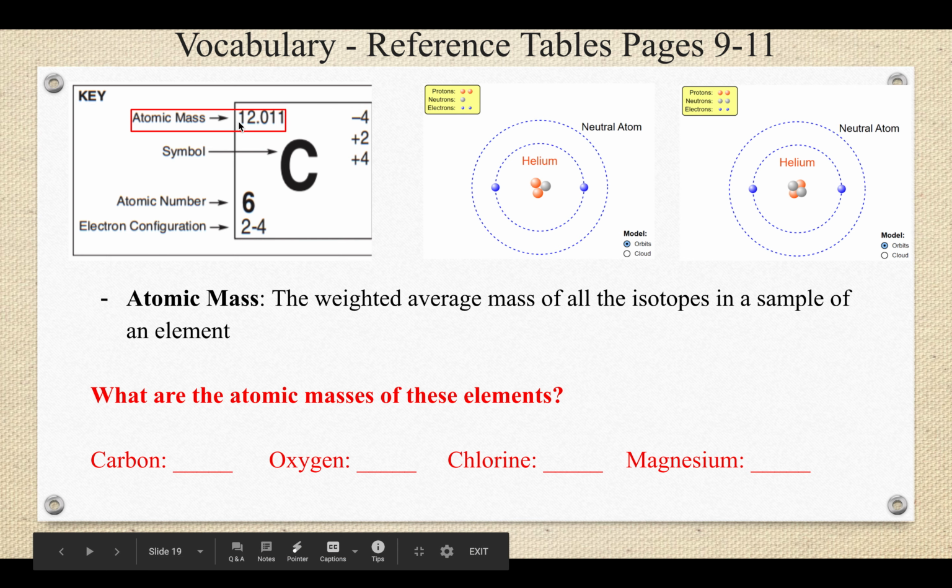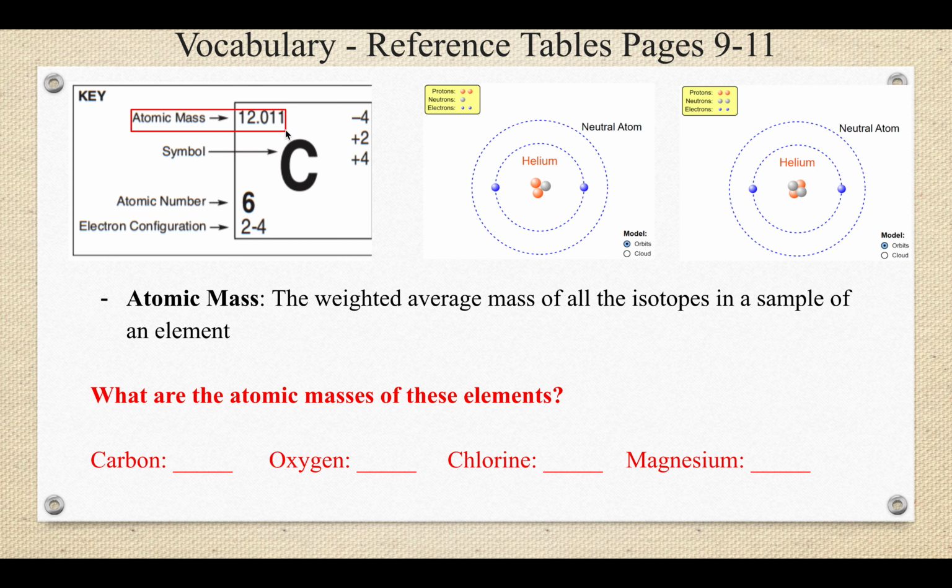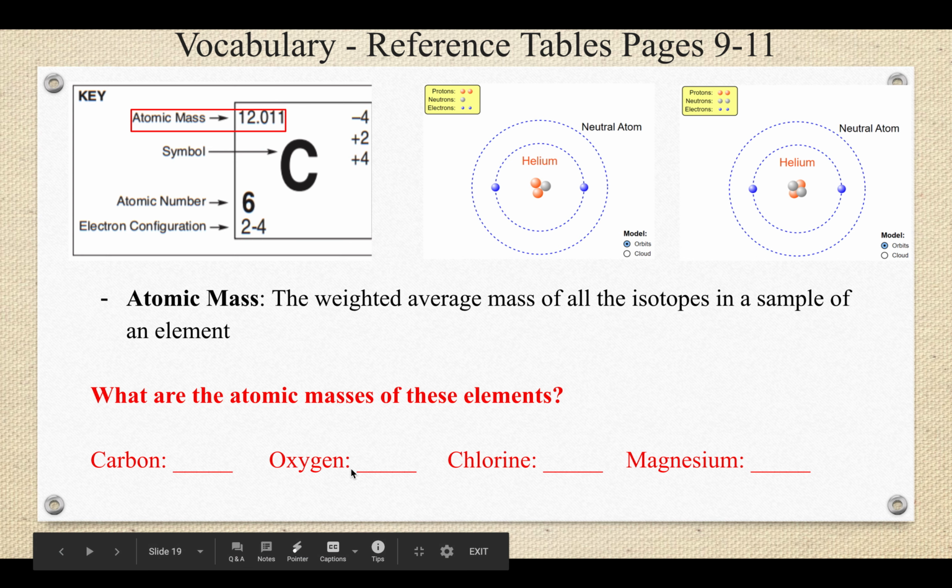So look at our example that we have here with carbon, where the atomic mass is located on your periodic table, and use this reference image to determine the atomic masses of carbon, oxygen, chlorine, and magnesium. Record them in your handout, and we will go over the answers tomorrow.